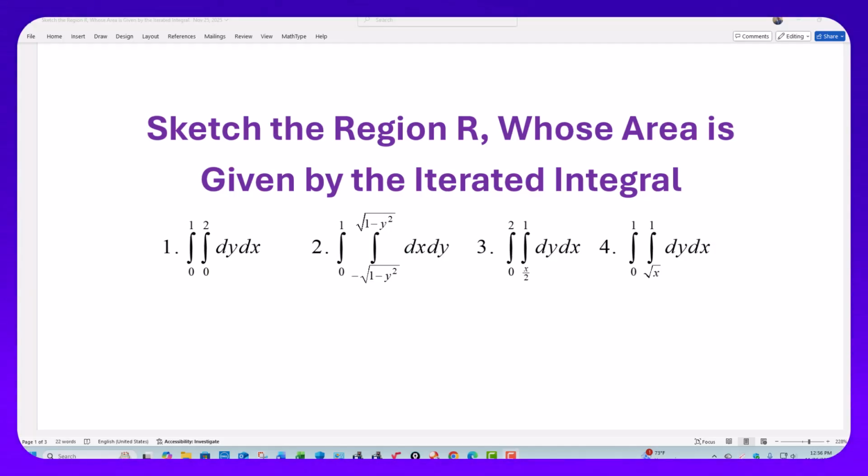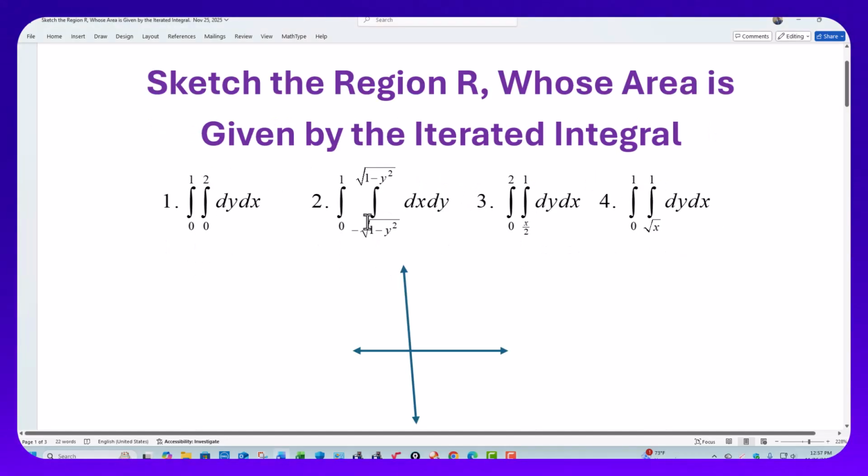In this video, we're only interested in finding or sketching the region R, whose area is given by the iterated integral, or you want to say double integral. Now this is important to be able to do because in some cases, in order to integrate a given double integral, you need to change the order of integration. Instead of dx dy, it could be dy dx. I think we looked at that in an earlier video. But here the focus is just to sketch the graph of the region R.